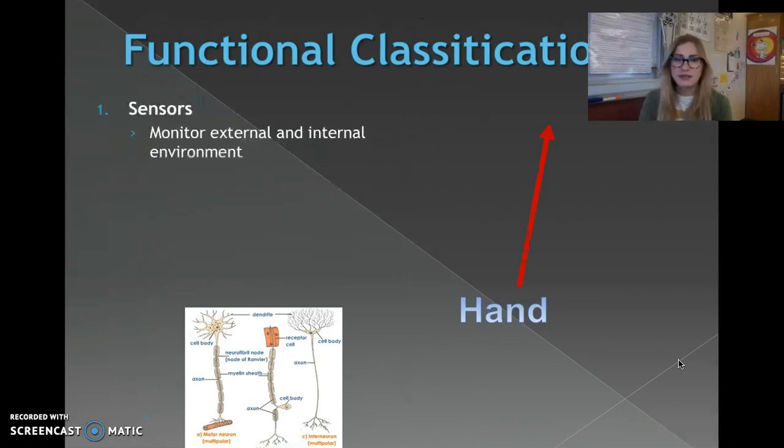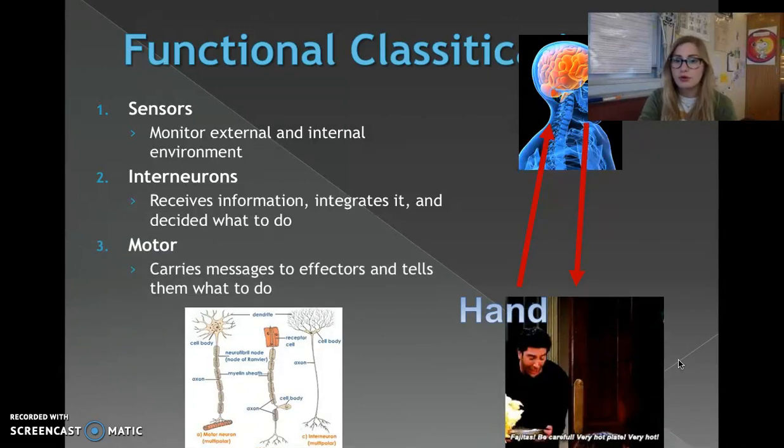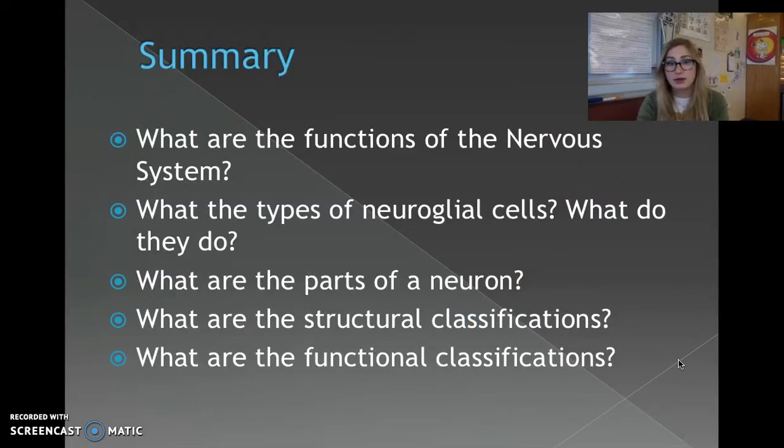So functional classifications, once again, we have the sensors. We are going from the hand to the central nervous system. The interneurons are found in the central nervous system. They are going to be the ones taking care of the message, trying to figure out what's going on. It integrates it, decides what to do. And then the motor neuron is going to be the one that affects and says what is happening here. So if the plate is really hot, you move your hand away extremely fast. That is it for your notes.